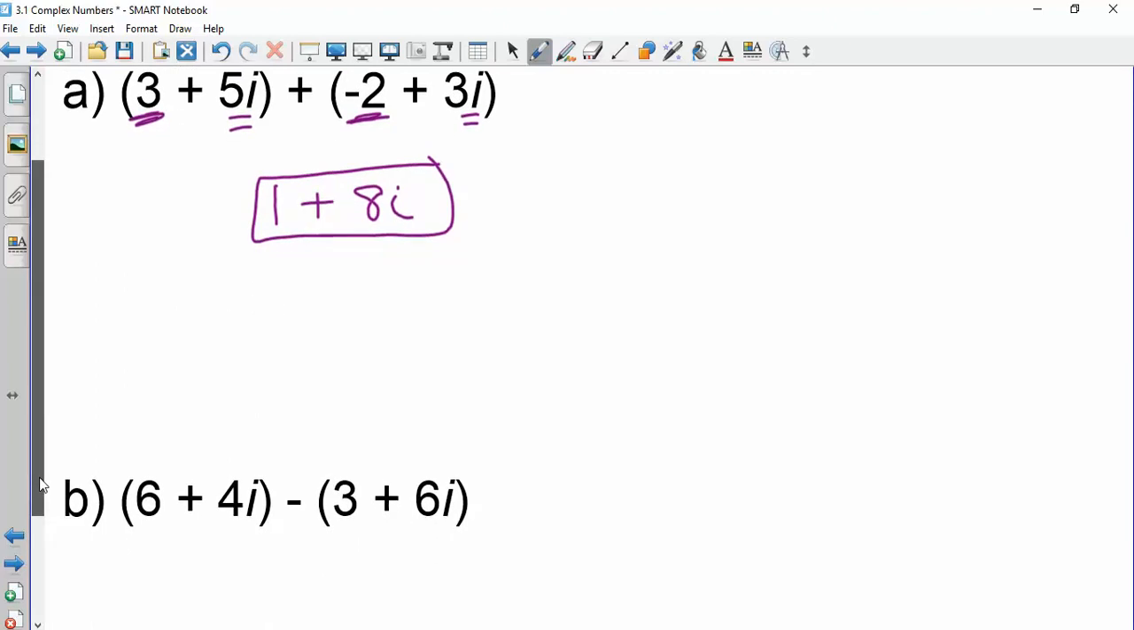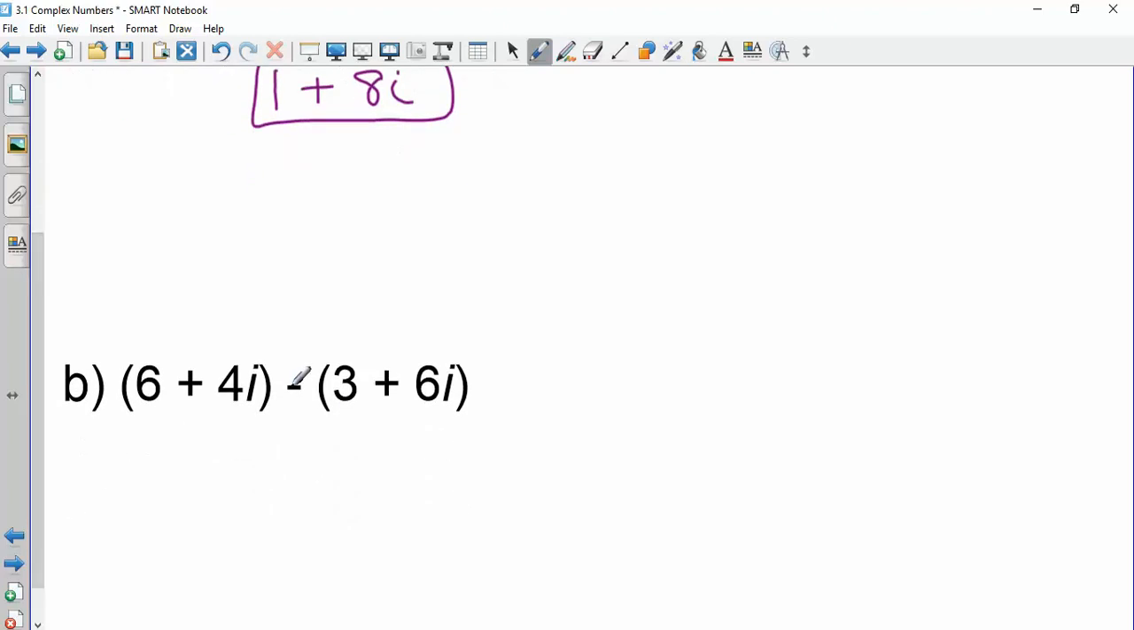If I asked you to subtract, what would you have to do? Distribute that negative. So 6 plus negative 3 is 3. 4i plus negative 6i is negative 2i, so 3 minus 2i. You guys try a couple.